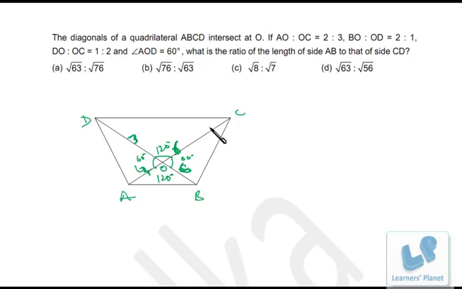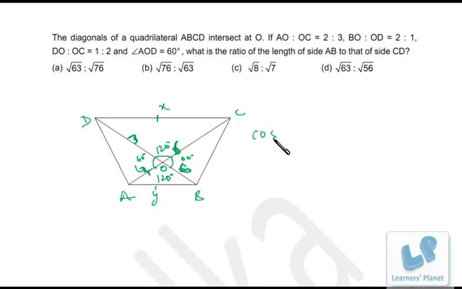Now friends, we have to find out the length of CD and AB. I assume this to be X and this to be Y. Now we have the length of these two sides. So what we can do is use the cosine formula to find out the length of this and this. So I just write the cosine formula over here.